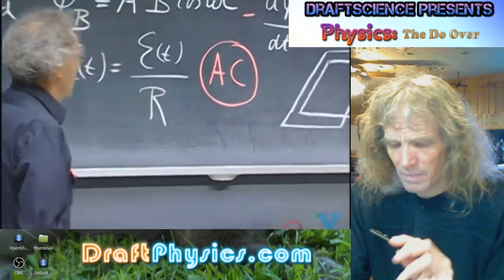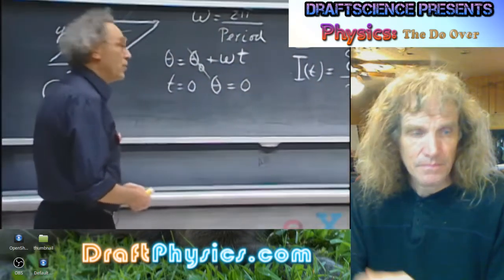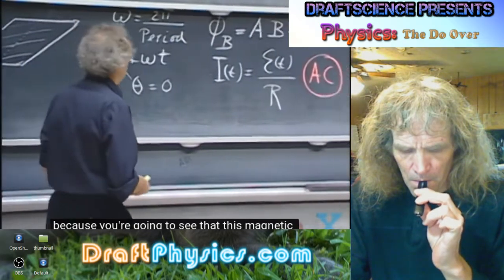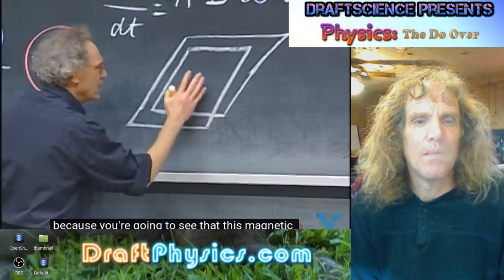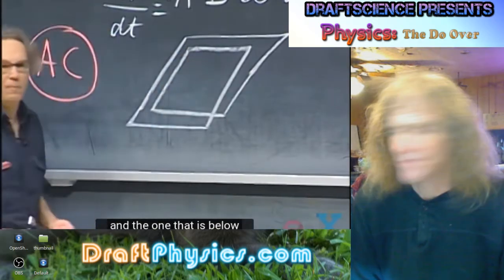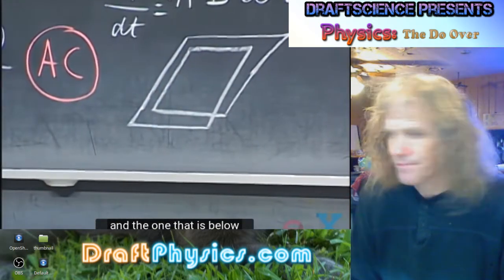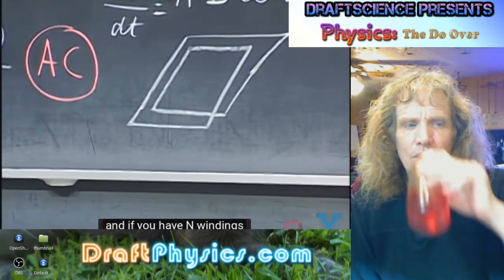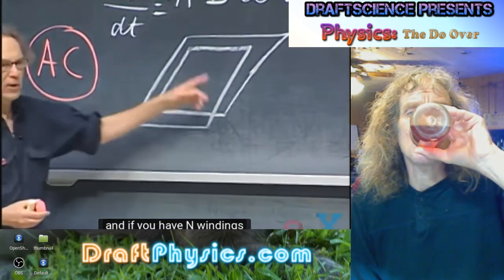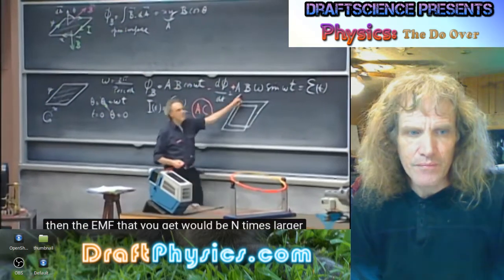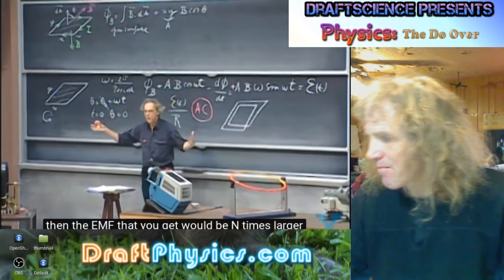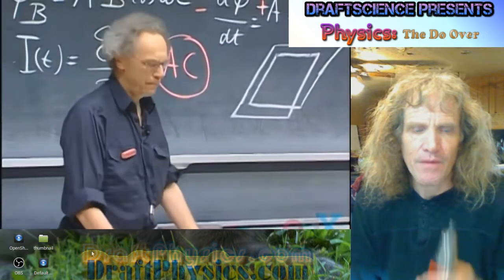And so, the magnetic flux will double now. Because you're going to see that this magnetic field penetrates both this soap film and the one that is below. And so you get twice the EMF. And if you have N windings in one closed loop, capital N, then the EMF that you get would be N times larger. And you can make N 1000. There's no problem with that.